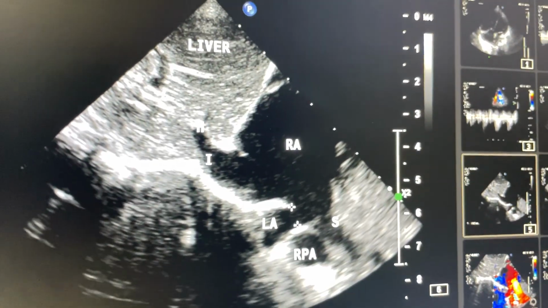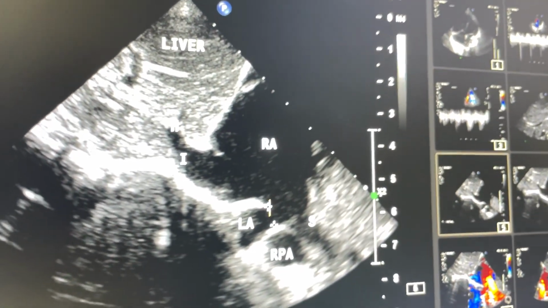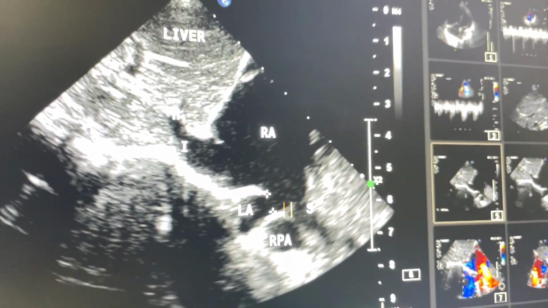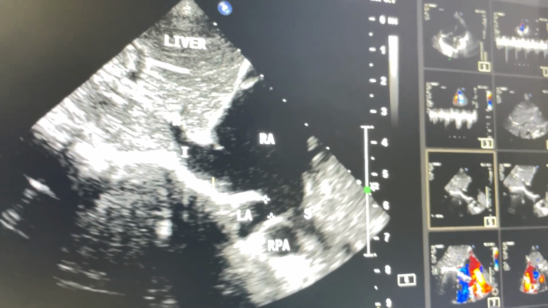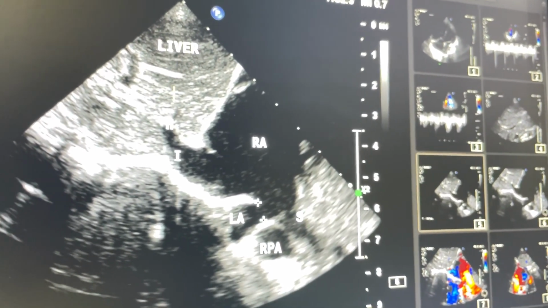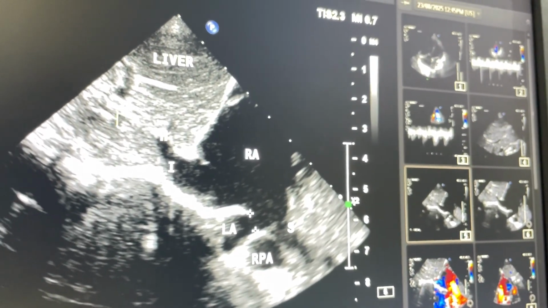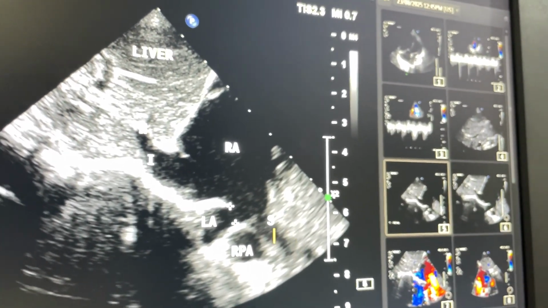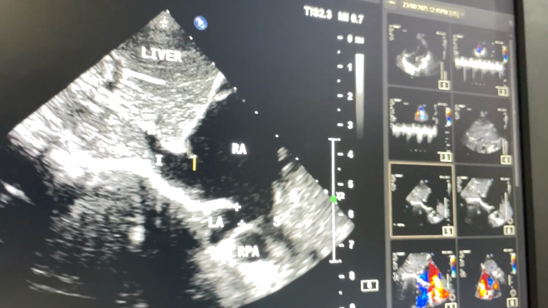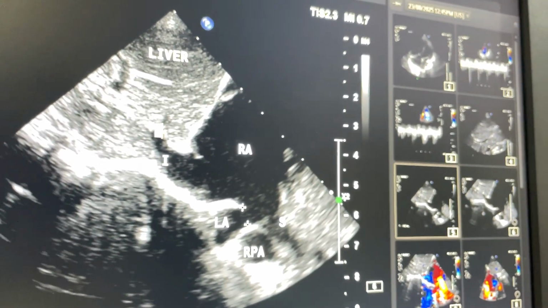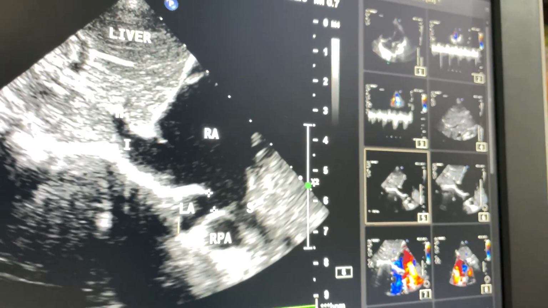This is a very interesting case of sinus venosus ASD of the superior vena cava (SVC) variety. This is a subcostal view, a bicaval view. This is the liver, and this is the most inferior portion, and this is the most superior portion. So this is S for superior vena cava, I for inferior vena cava, S for hepatic vein, RA for right atrium, LA for left atrium.